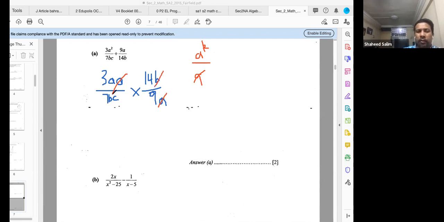Then b, you cancel, b you cancel. Divide by 3, you get 3. Divide by 3, you get 1. 7 divided by 7, you get 1. 14 divided by 7, you get 2. So now take top times top. A times 2, 2a. C times 3, 3c. That's your answer.